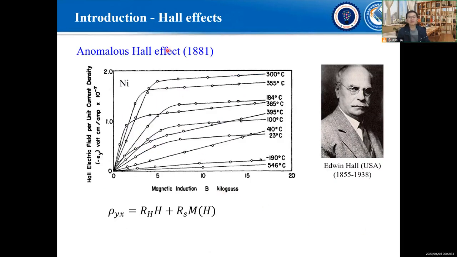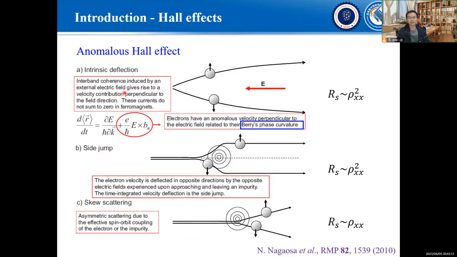Soon after the discovery of the ordinary Hall effect, Edwin Hall also found a more overwhelming Hall effect, which is now called the anomalous Hall effect. In this case, the total Hall resistivity contains two terms. The first one is still the ordinary Hall effect, and the second one, which can be scaled to the M-H curve or the magnetization curve, is called the anomalous Hall effect. The anomalous Hall effect is usually found in magnetic materials.